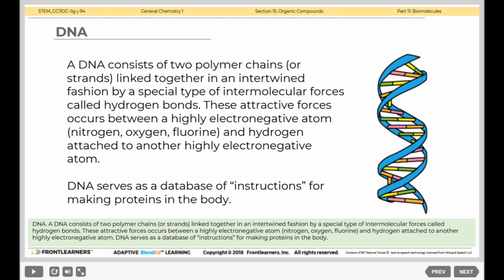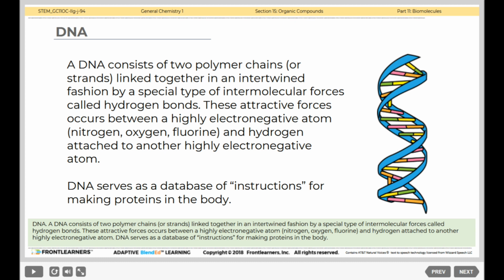linked together in an intertwined fashion by a special type of intermolecular forces called hydrogen bonds. These attractive forces occur between a highly electronegative atom, nitrogen, oxygen, or fluorine, and hydrogen attached to another highly electronegative atom.